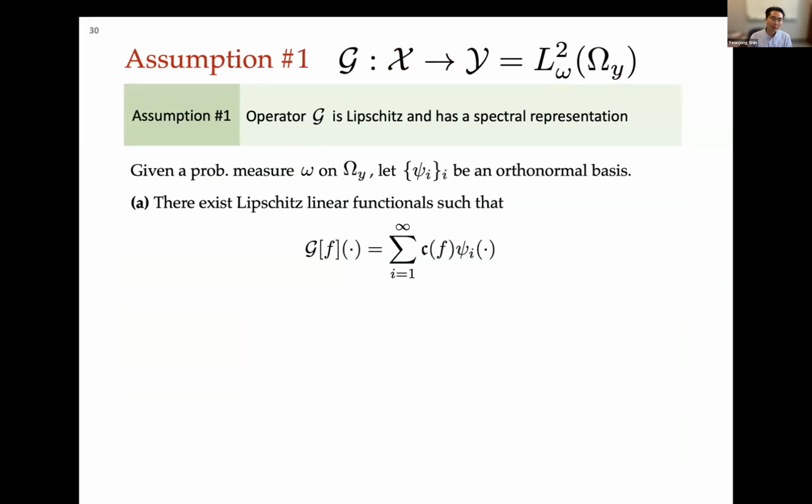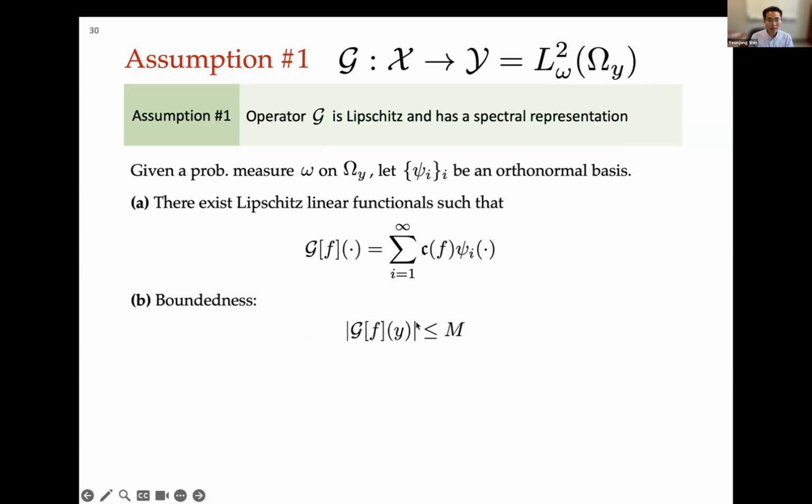So the first assumption is the following. One important part is that we have to have a measure here, a probability measure defined on the output function space. Here we assume that Y is a weighted L2 space over the domain omega Y, and we have some orthogonal basis. Then we assume that the operator of interest can be written in the following form, which is the spectral form with respect to this measure.